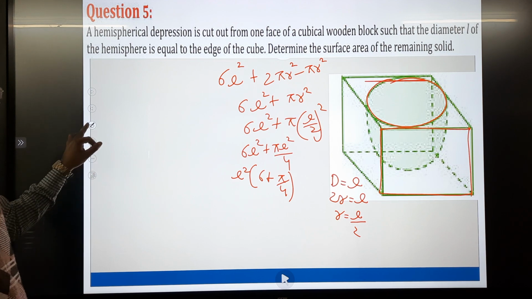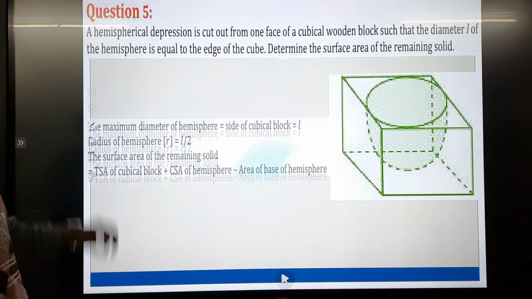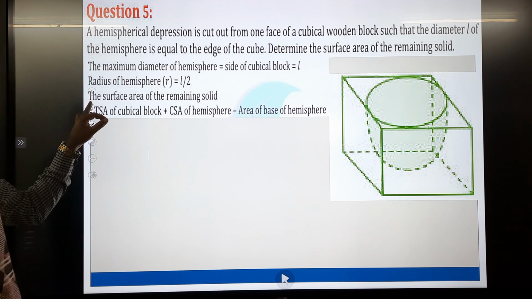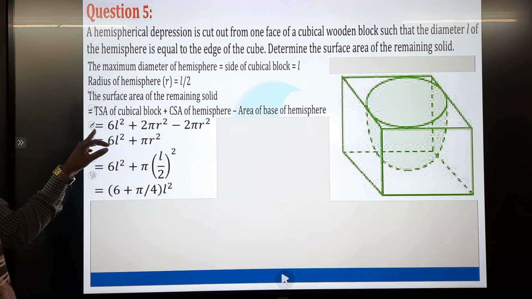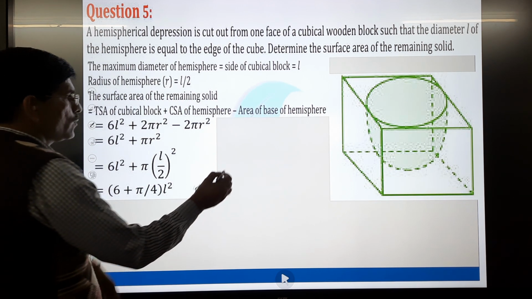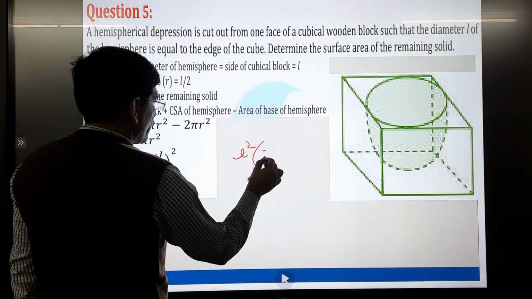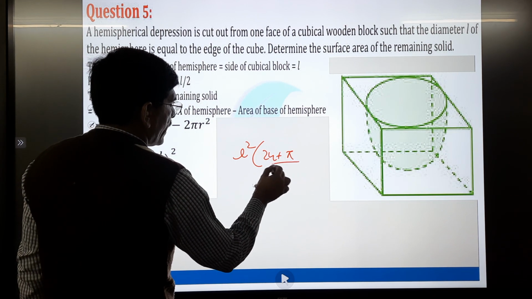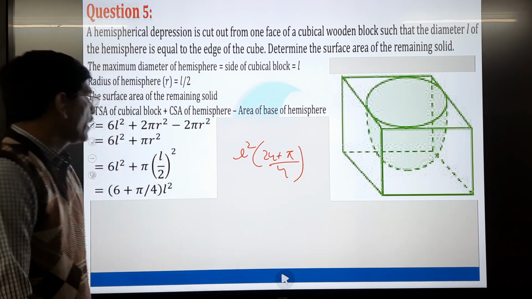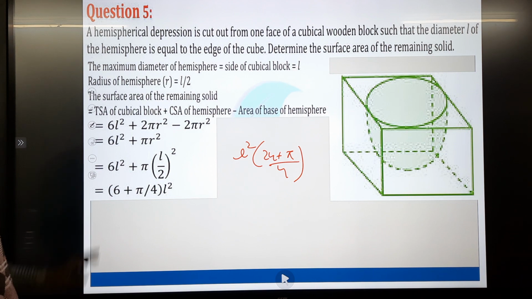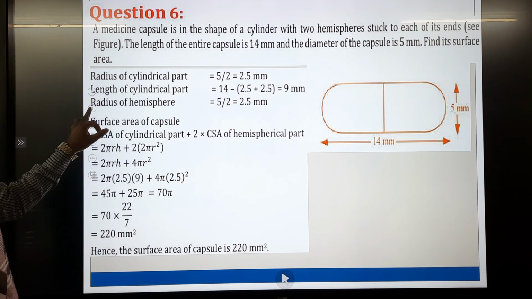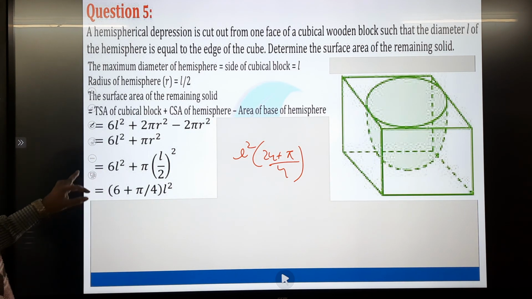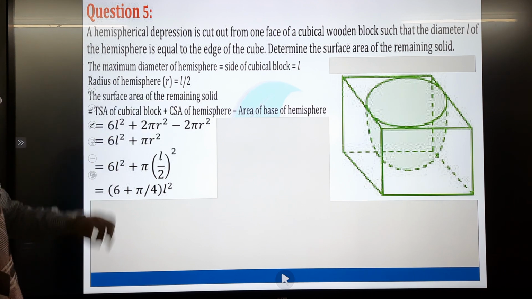Let me check how we have to do this. So that is the formula. So 6 plus pi by 4 times L square. So we have to say L square in bracket 24 plus pi by 4. That is the answer, and you have to write it. Now that is question number 5. So the fifth sum we have completed.